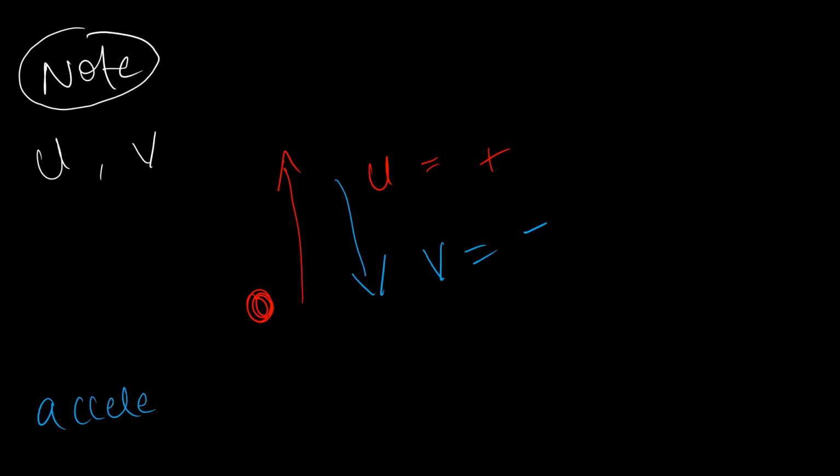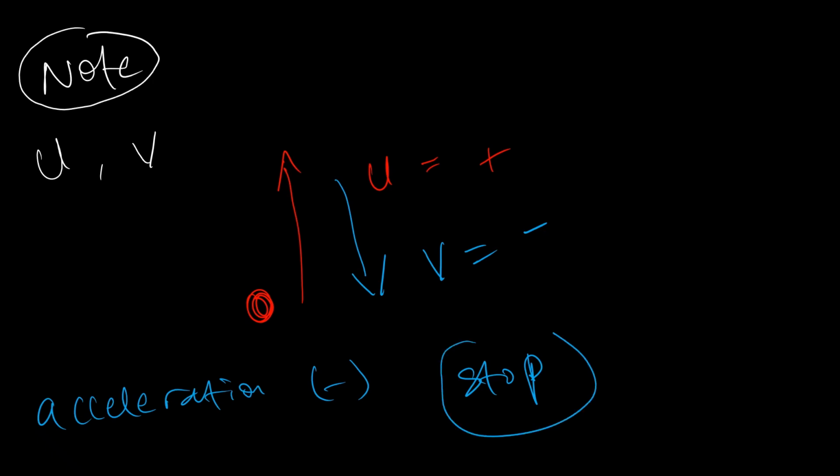Now, acceleration. When acceleration is negative, it means that the object, or the car, or the body is coming to a stop. So when you have a negative acceleration, it is also referred to as retardation, which is minus a. All right, so I hope that's clear.